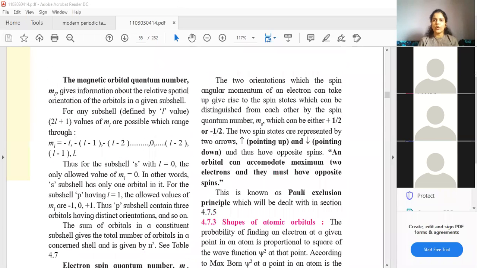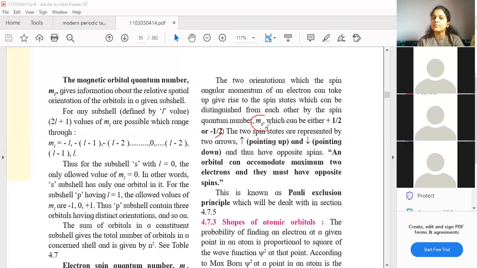Next, mark this point: ms, which can be either plus half or minus half. There are only 2 possible values. It gives me the direction. Electrons have half spin, students. Electrons spin only halfway, either clockwise or anti-clockwise. If you give a positive sign to clockwise, then for clockwise the value is plus half, and for anti-clockwise minus half.